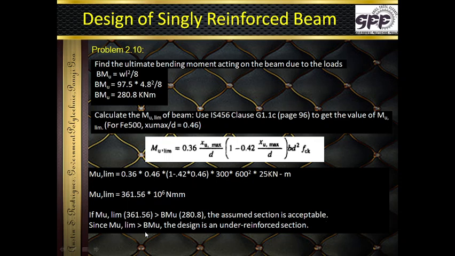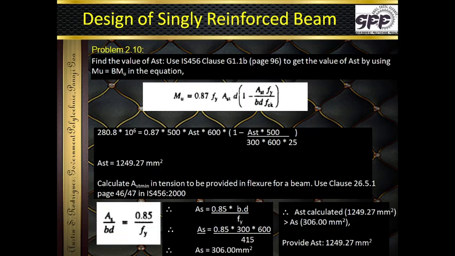And since Mu limiting is greater than BMu, obviously the section is an under reinforced section. This particular section is an under reinforced section. Understanding that it is an under reinforced section, let us calculate the value of Ast. Use IS 456 clause G-1.1b on page 96 and get the value of Ast by putting this value of Mu equal to BMu.